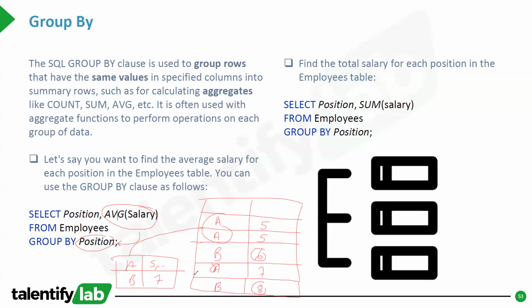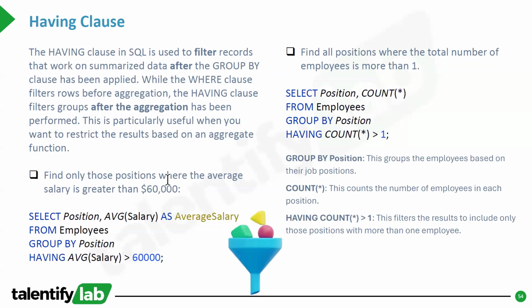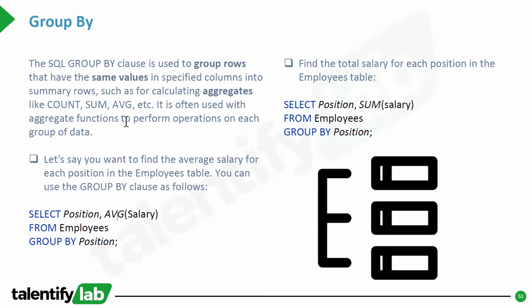You see? This group by means on which values you want to group them and use their values for calculating, counting, to get the sum or average. We will group them by any column. All right, this is the group by.